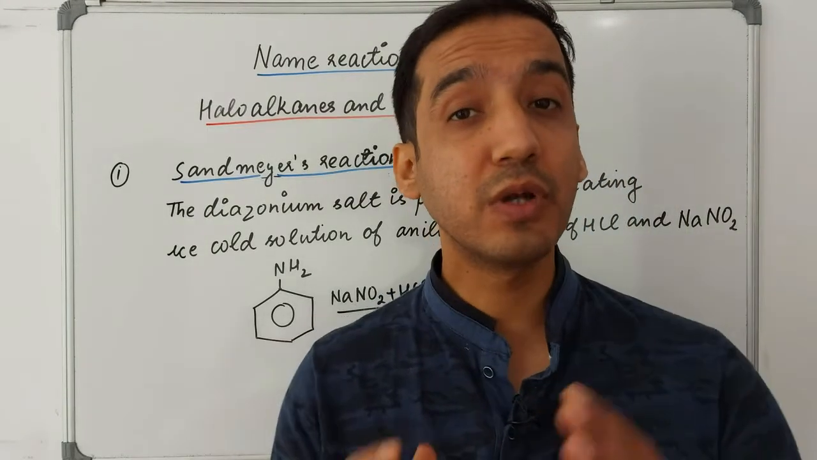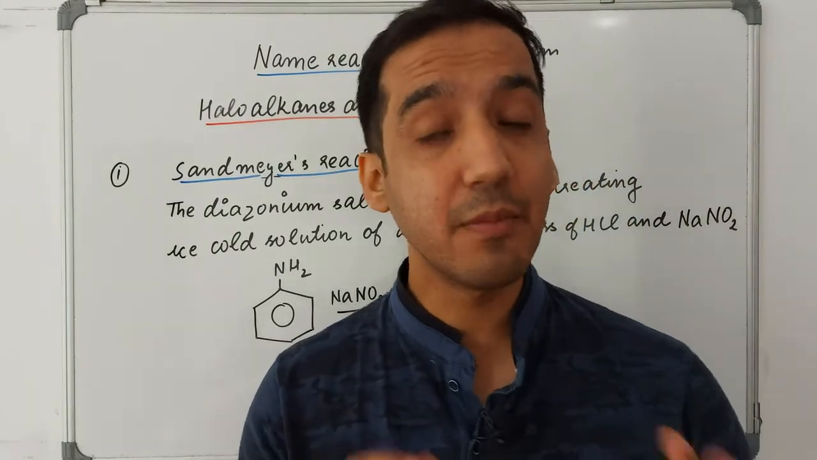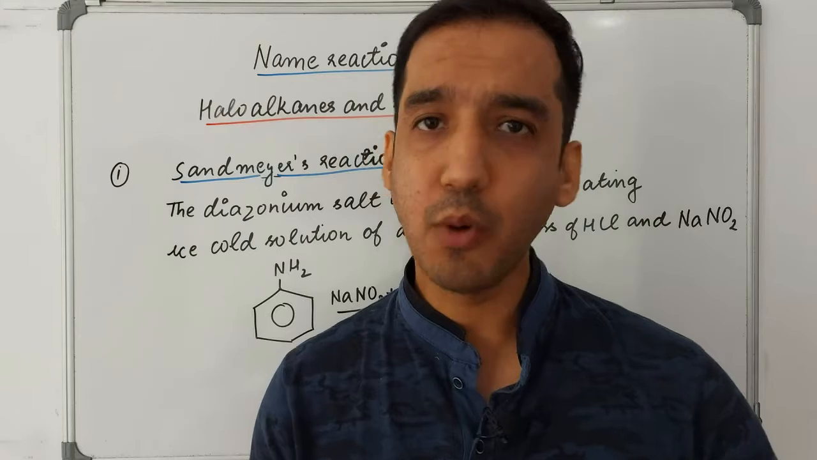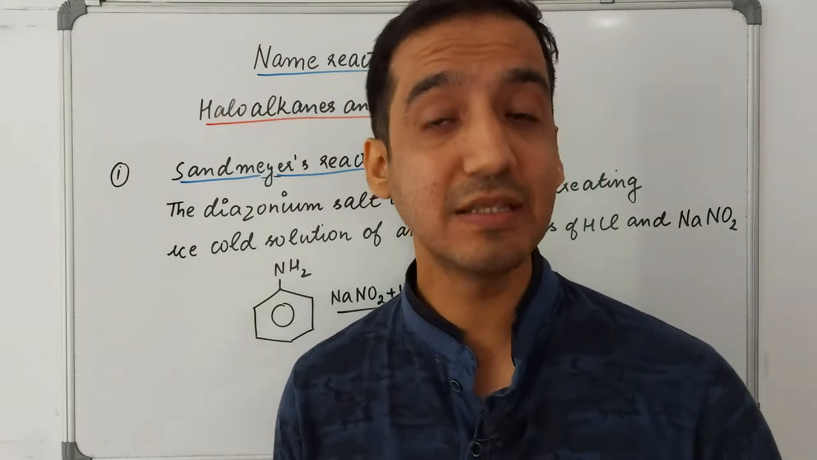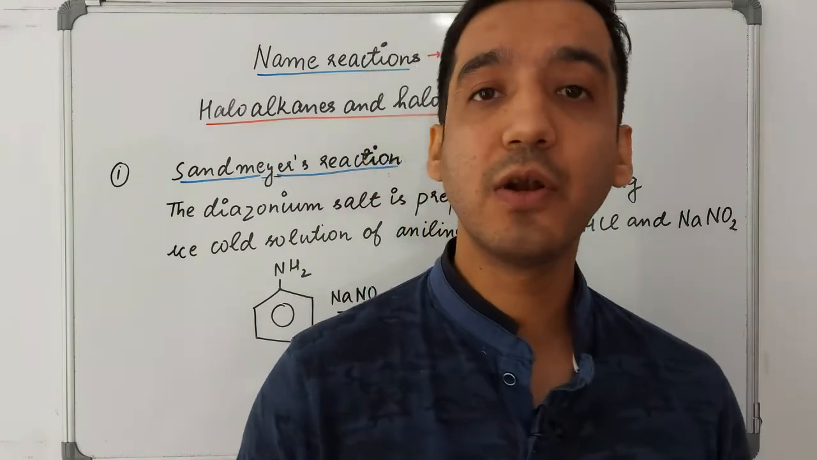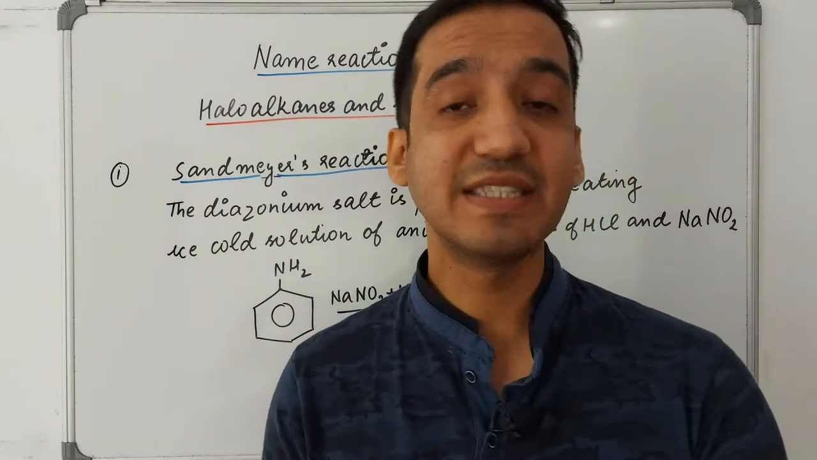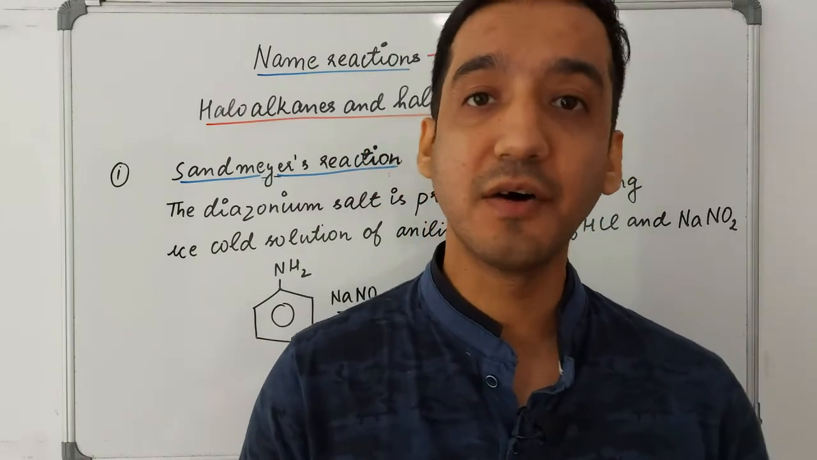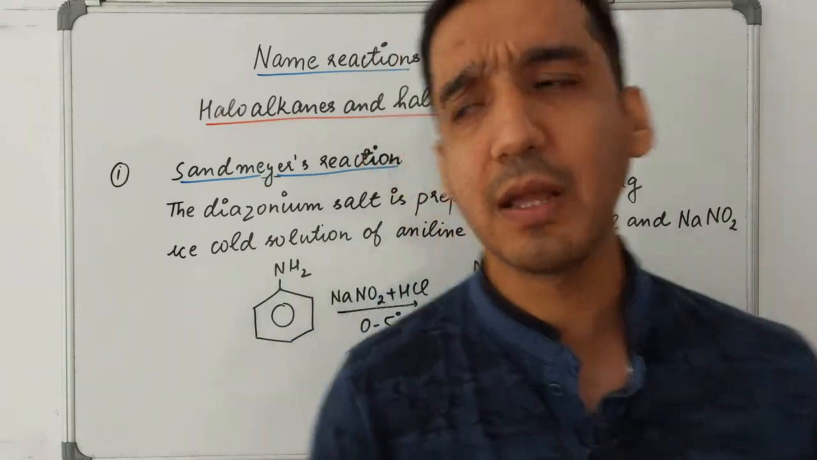Hello everyone. So today we'll talk about some important name reactions from three important chapters: haloalkanes and haloarenes, alcohols, phenols and ethers, and amines. This video is for the PU students and state board students for their term 1 exam. So we'll talk about the important reactions.